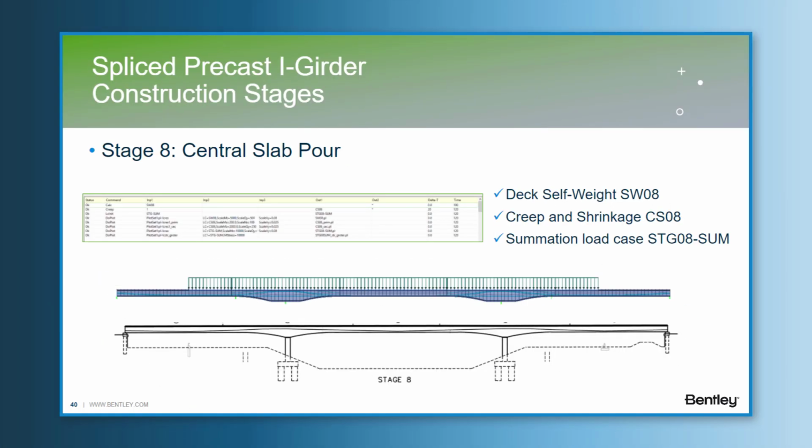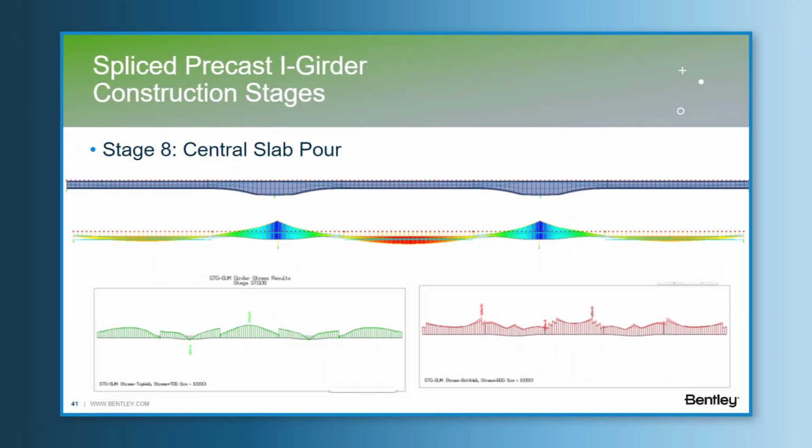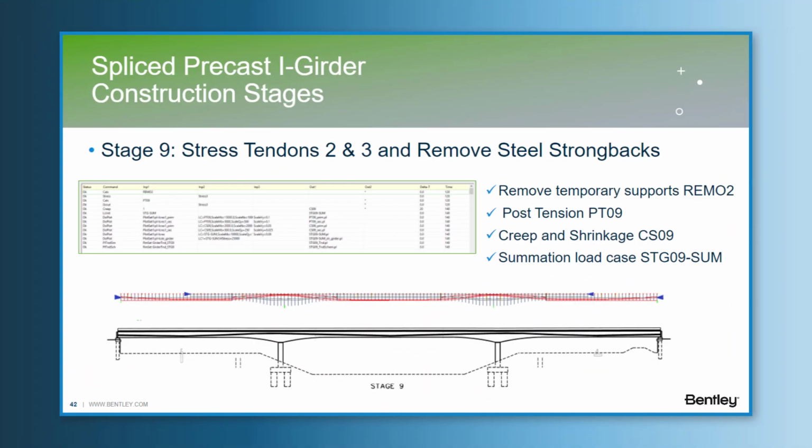Stage 8, central slab pour. So where is considered the self-weight of the wet concrete of the first deck slab construction sequence. So we have chosen two construction stages to build the deck. One first stage for the central span and zone over the piers, and the second one for the end segments. So at this stage, the composite element is still not active. So on the results, we can see one increase of the tension, in this case at the top fiber of the I girder.